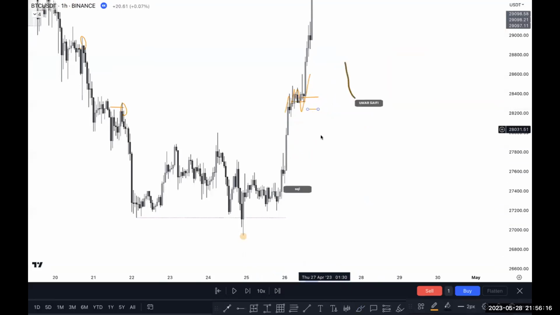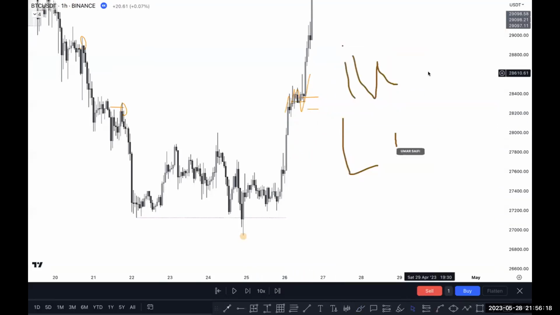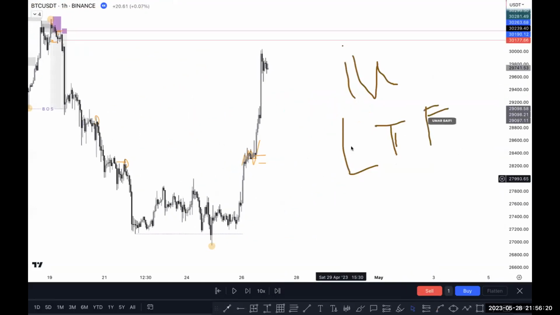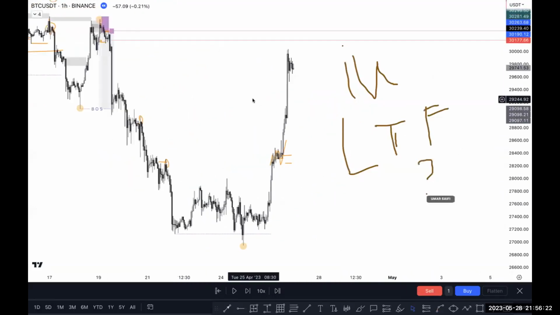right? But this is a very sharp move. That's why we are not able to take enter here. And this is a 1 hour time frame. When you switch in a 15-minute time frame, then you will see so many entries possible in a day, right?